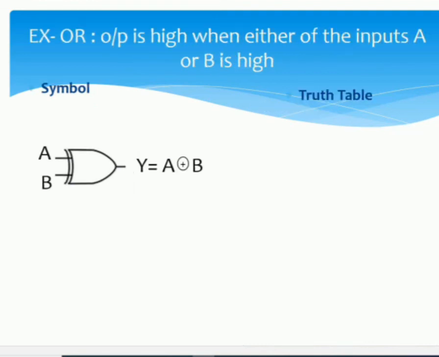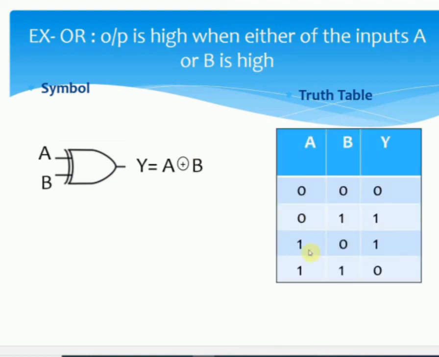Now we'll discuss the last gate which is called an XOR gate or exclusive OR gate. So this is a symbol of two input exclusive OR gate and the Boolean expression is given by A XOR B. Now an XOR gate is a logic gate that gives a true value or output 1 when the number of true inputs is odd. Now let us see the truth table.